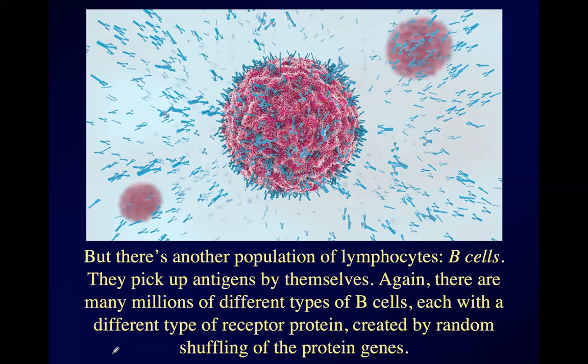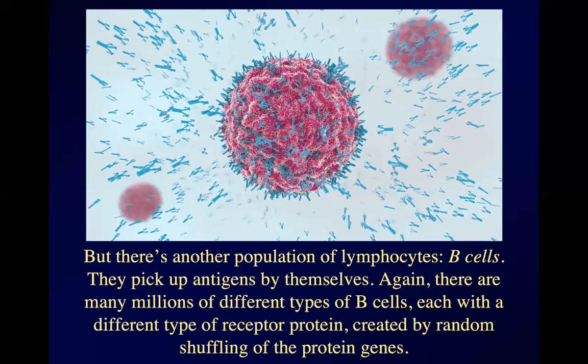And again, you have tens of millions of different B cell types, but you don't have tens of millions of genes for B cell types. Every one of those types of B cells has a different receptor protein. These little blue spiky things on the outside of the cell are B cell receptors. Every B cell has a slightly different shape of receptor protein.